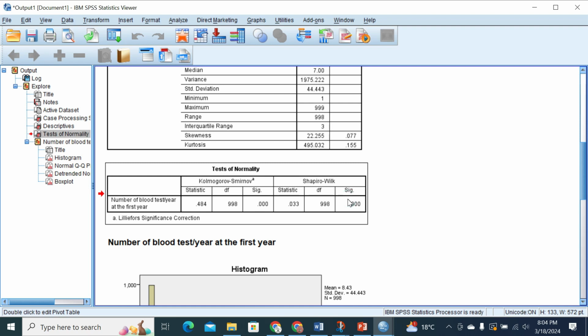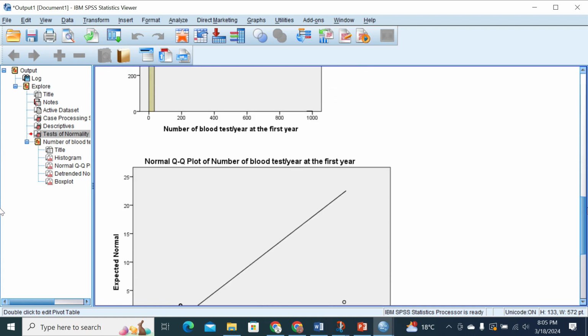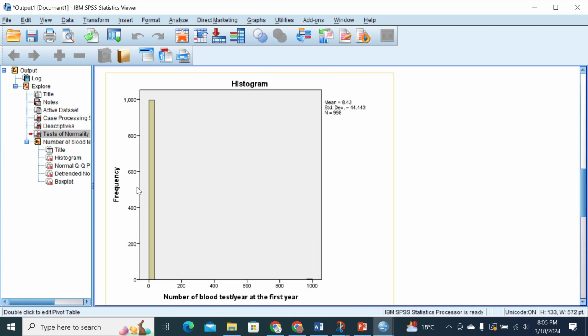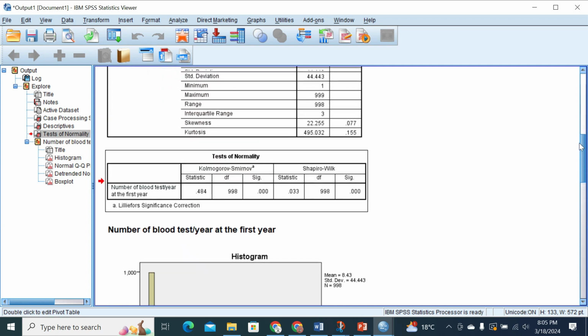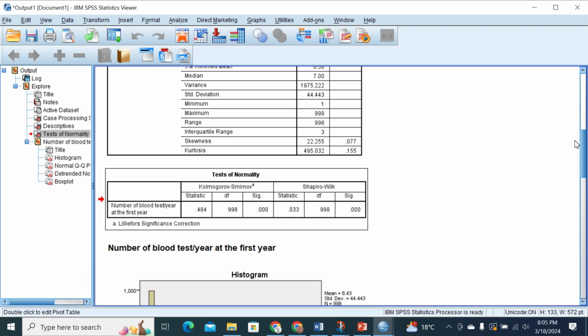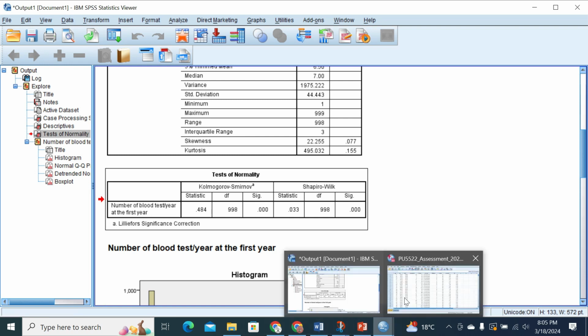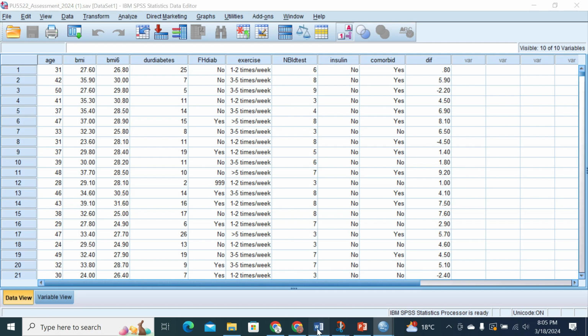Here you can see the number of blood tests. When we check the Shapiro-Wilk, the statistic is 0.033, degrees of freedom is 998, and the significance value is 0.000, which is less than 0.05. So it is the violation of the assumption of normality. Same as the histogram: if you see the shape, it has just one peak, there is no symmetrical shape. So obviously the normality assumption is violated, and we are going to use the Mann-Whitney U test instead of the independent sample t-test.